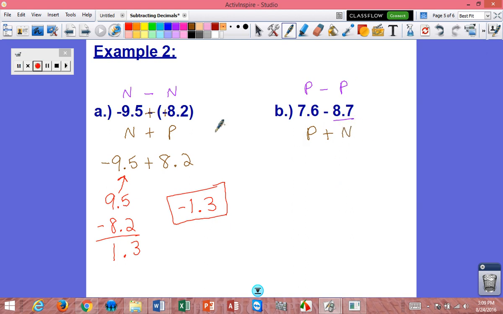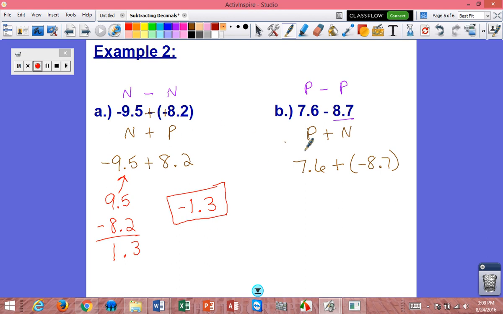Okay, so we're going to end up following basically the same steps we did here. So positive plus a negative. Alright, so I'm going to rewrite this. So I'm going to have 7.6 plus, and the opposite of a positive is a negative, so I will have a negative 8.7.